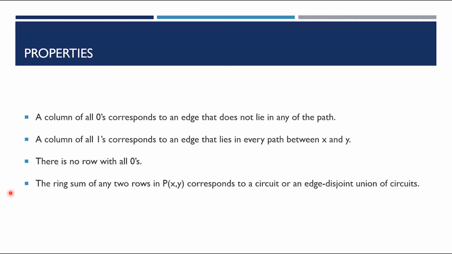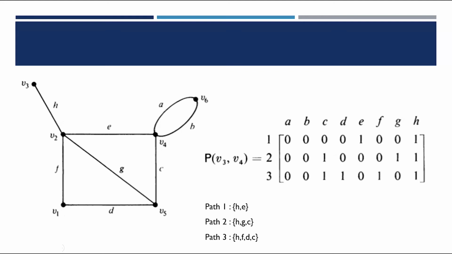Looking at the last property, the ring sum of any 2 rows in P of xy corresponds to a circuit or an edge disjoint union of circuits. We know what is a ring sum. Ring sum of 2 graphs G and H means the edges that are either in G or H but not in both. So if we consider a previous example again, if we take the first row and second row of our path matrix, the ring sum of both these rows will be E, G and C because H is common in both these rows. So ring sum is E, G and C. And now if we connect these three edges, we get a circuit.